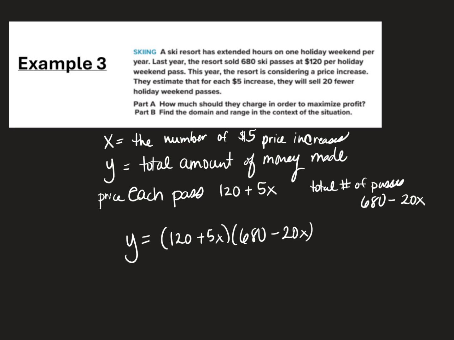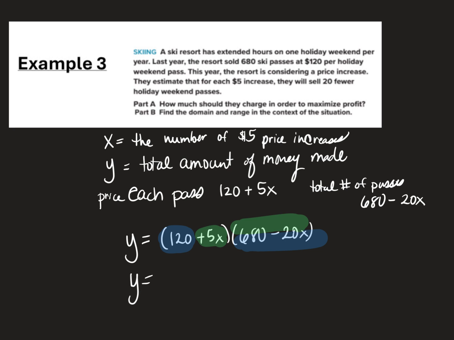And we are going to multiply. There are places that call this FOIL. I don't call it FOIL. I call it distributing. We are going to multiply. Let me show you what I mean by distributing. You're going to multiply 120 by both of these. And then you're going to multiply 5X with both of these. And then you'll add together those products.